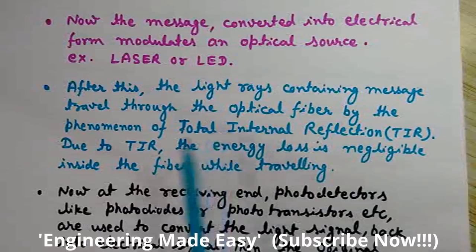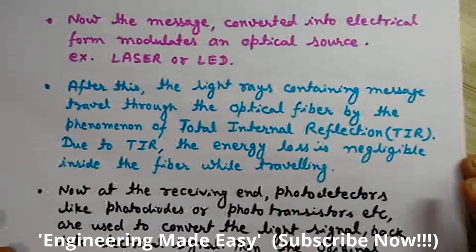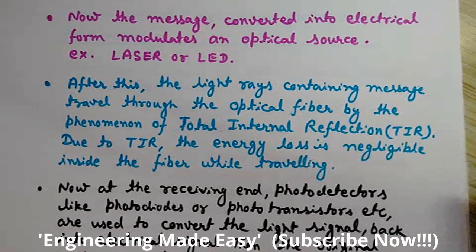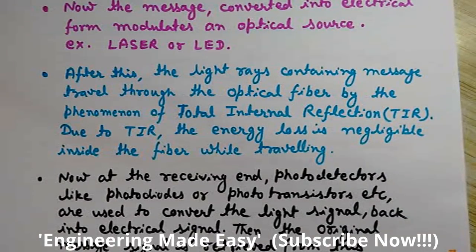Due to TIR, total internal reflection, the energy loss is negligible inside the fiber while traveling. That's the beauty of optical fibers, that there are negligible losses, as total internal reflection has almost ideally no loss, because it gets totally internally reflected, so no part escapes. Ideally, actually, in practice there are some issues. We will also discuss the losses that are faced, but ideally it is negligible or zero.